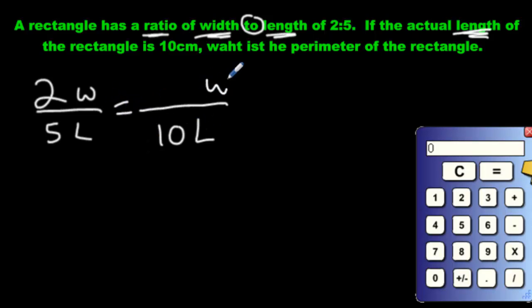How much is the width going to be? Keeping it proportionate, you set it up like this. Cross multiply, 10 times 2 is 20. 20 divided by 5 is 4. We don't need a calculator for that. So 4 is the width.